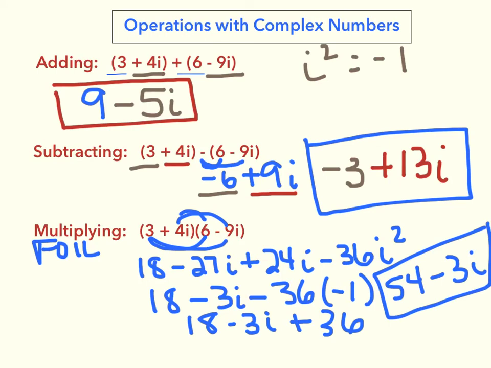So again, this is still our real number and our imaginary unit. Just with the multiplying, you've got to FOIL, plug in negative 1 for i squared, and then keep simplifying, combining your like terms until you get back to a complex number with a real part and an imaginary part.